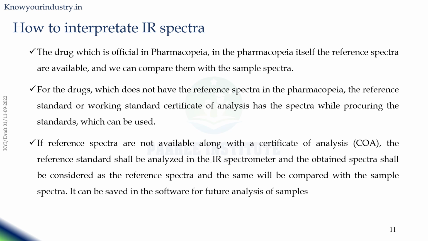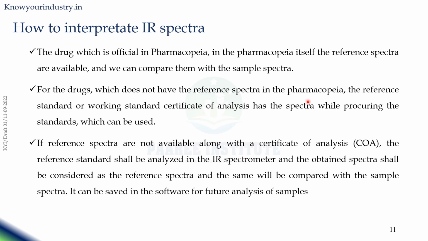Once you have started to use the infrared spectrophotometer and done the analysis, how are you going to interpret the infrared spectra obtained from the analysis? If the drug you are going to analyze is official in the pharmacopoeia, then in the pharmacopoeia itself there will be a reference spectra available, which we can compare with the sample spectra we got from the test. So both spectra will be compared and confirmed that the test compound is the same compound which is official in the pharmacopoeia, so that you can confirm the compound.